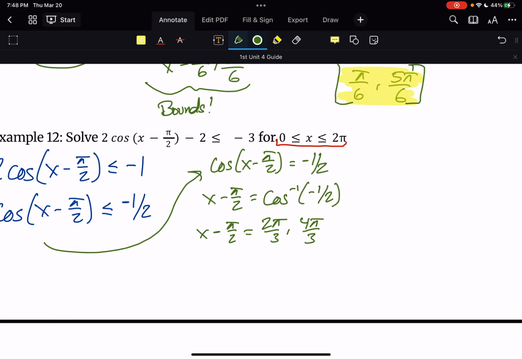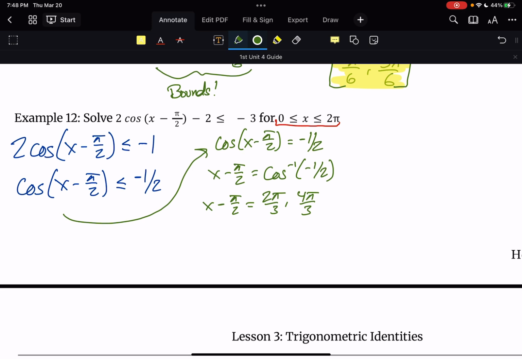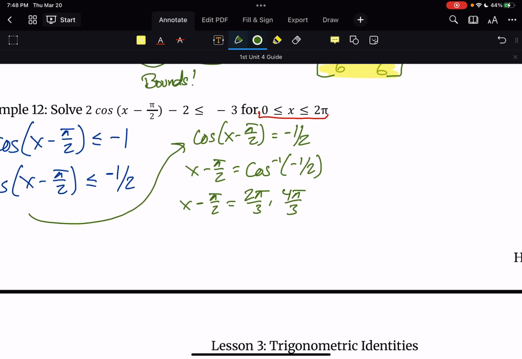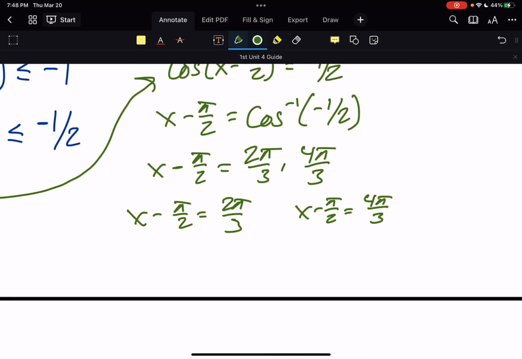And since I have these two solutions, I have the two equations that I need to solve separately. So I have x minus pi over 2 is equal to 2 pi over 3, and x minus pi over 2 is equal to 4 pi over 3. So to solve both of these, we just need to add pi over 2 over. So I get x equals 2 pi over 3 plus pi over 2, and x equals 4 pi over 3 plus pi over 2.